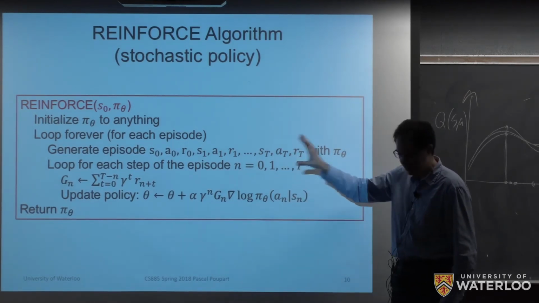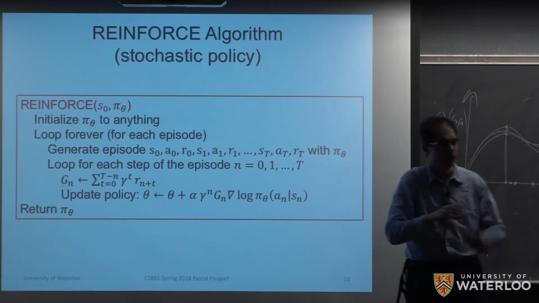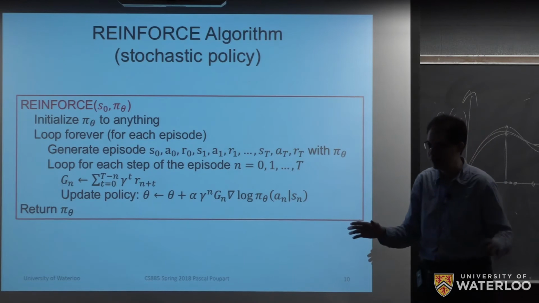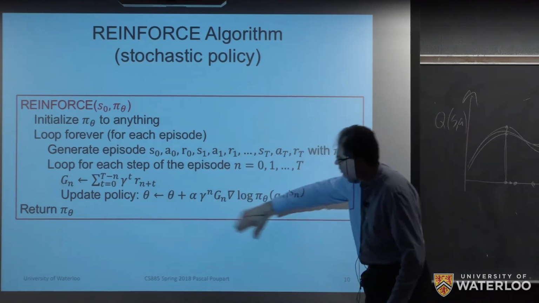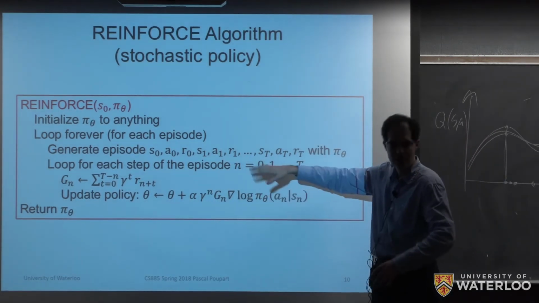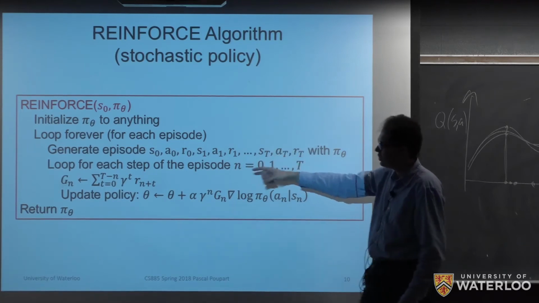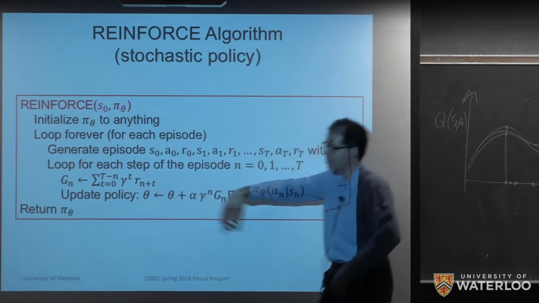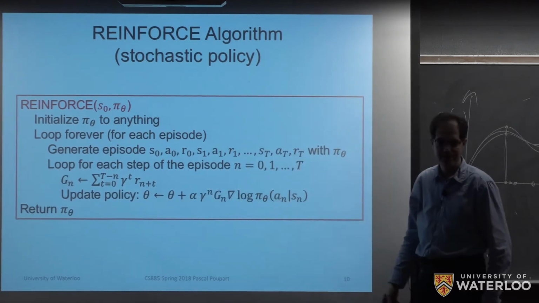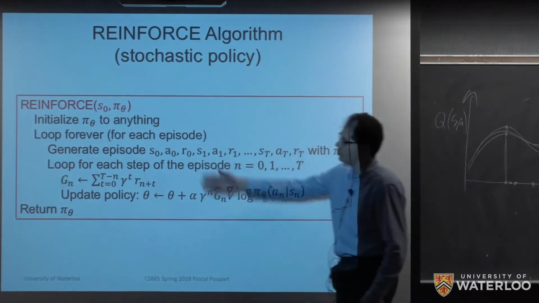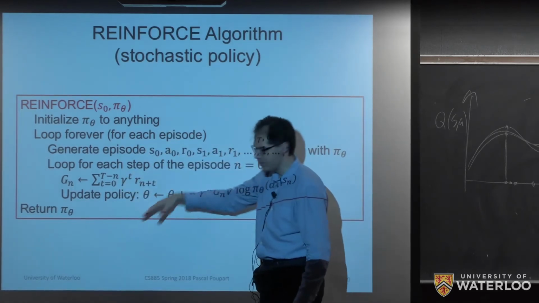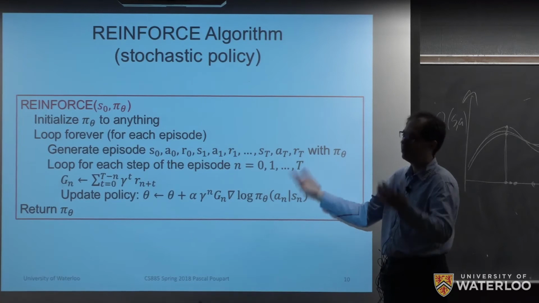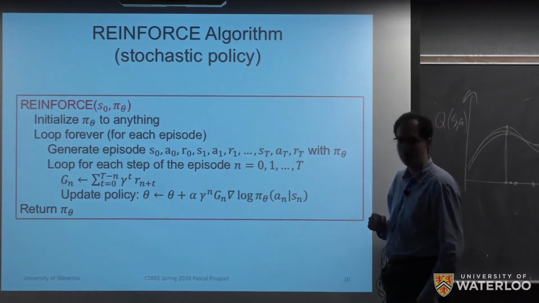I told you at the beginning that this algorithm would not have any type of value function representation. And indeed, when you look at this, there is none, but it achieves that by using Gn, which is our Monte Carlo estimate of the value of the policy. So that's not going to be the most efficient algorithm, but it is one of the simplest algorithms and one of the oldest algorithms for policy gradient.